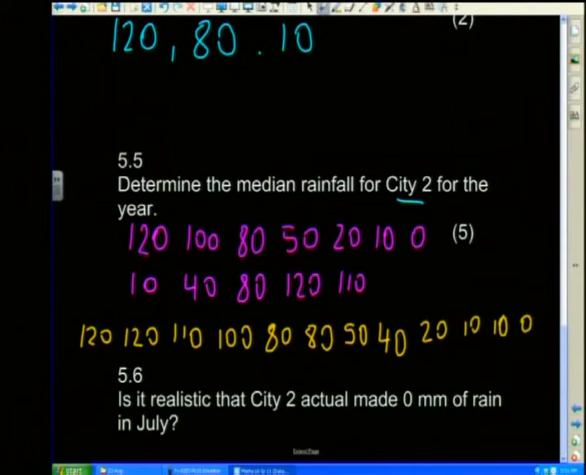Now double check, I've got 12. 2, 4, 6, 8, 10, 12 months. So I've got the entire year.